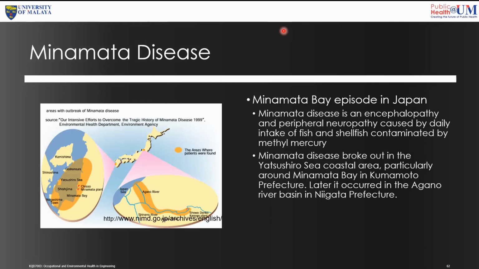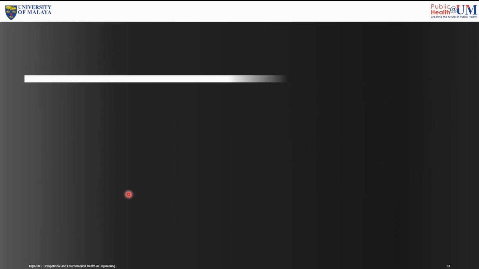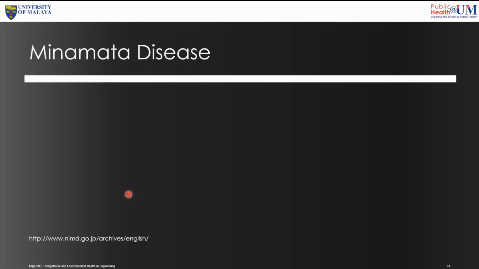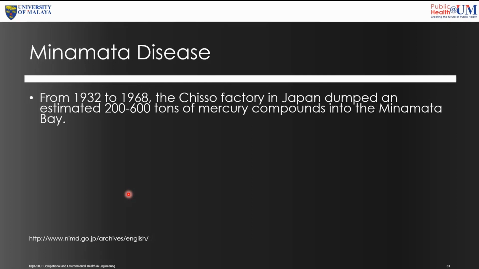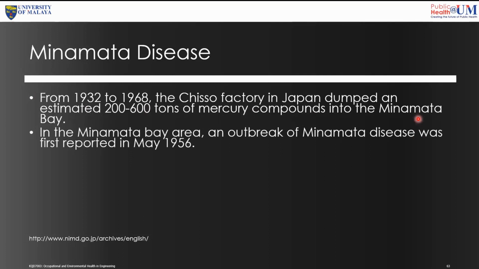So it is somewhere in Minamata Bay. It was basically a factory that was discharging mercury into the sea, right? From 1932 to 1968, the Chisso factory in Japan dumped an estimated 200 to 600 tons of mercury compounds into Minamata Bay. In the Minamata Bay area, an outbreak of Minamata disease was reported in 1956.